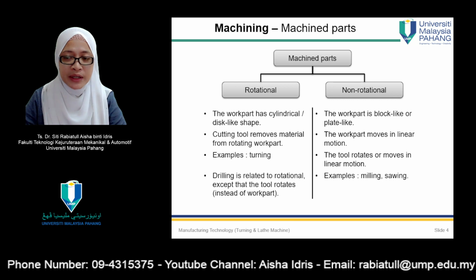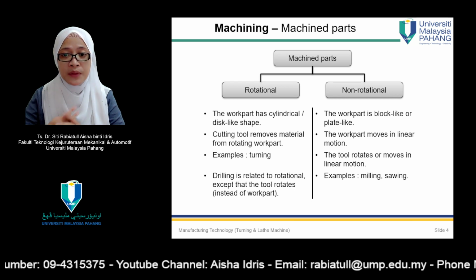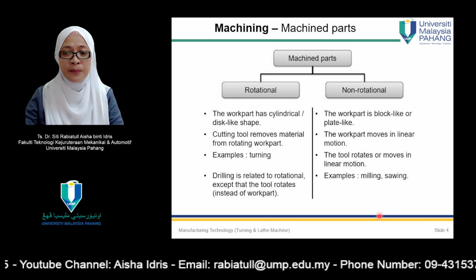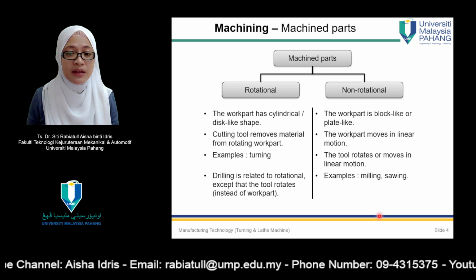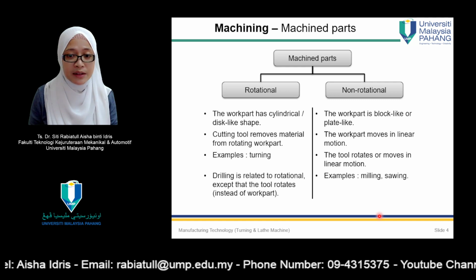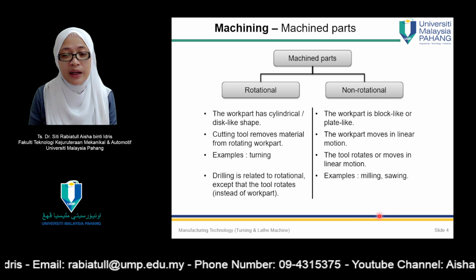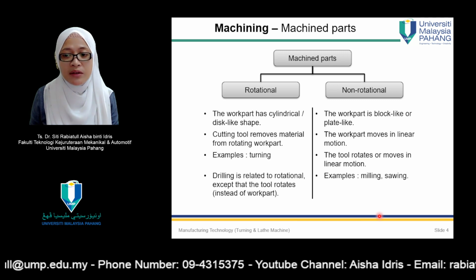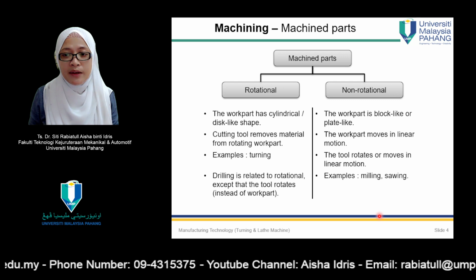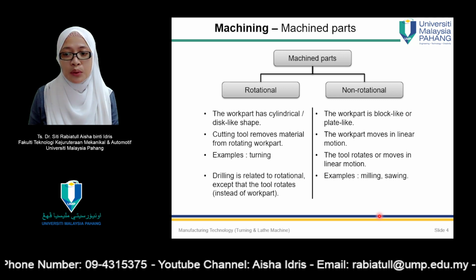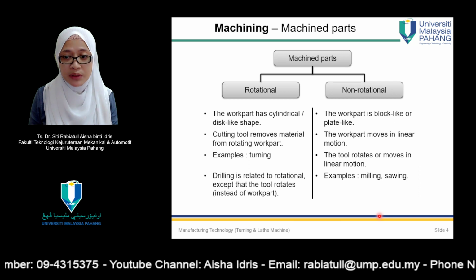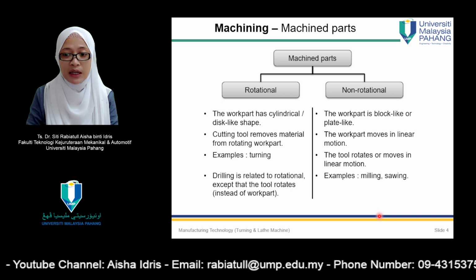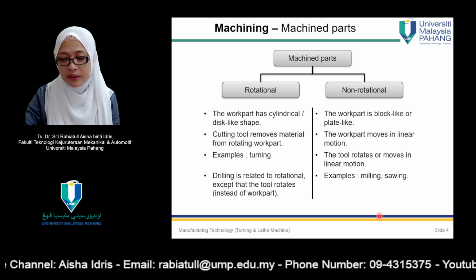For machining, machined parts can be divided into two, which are rotational and non-rotational. For rotational, the term is used because the workpiece itself rotates instead of the cutting tool. The cutting tool stays in one place while the workpiece rotates. For example, the turning process. For non-rotational, the workpiece will stay, and the cutting tool will move. The cutting tool will rotate or move in linear motion, and the workpiece may only move front, back, up and down. For example, milling and sawing.